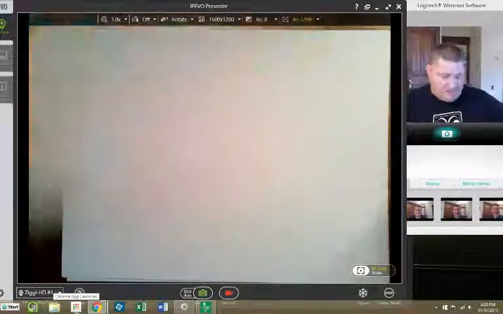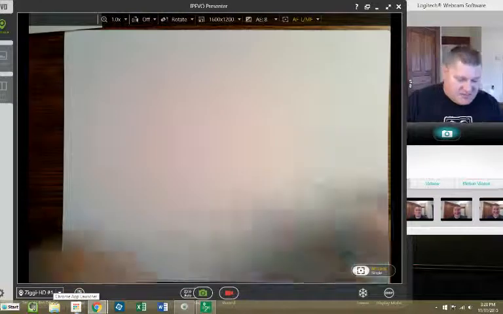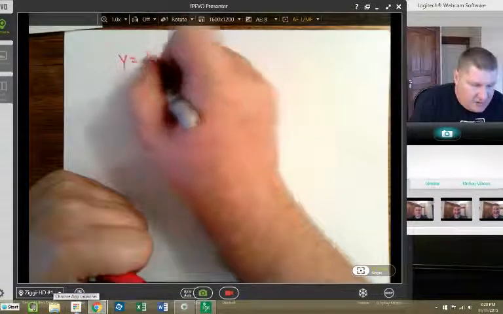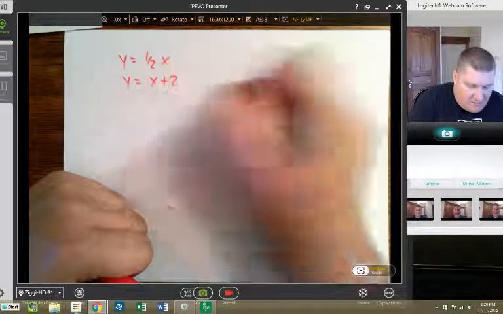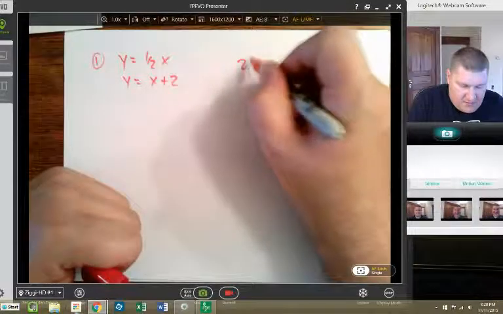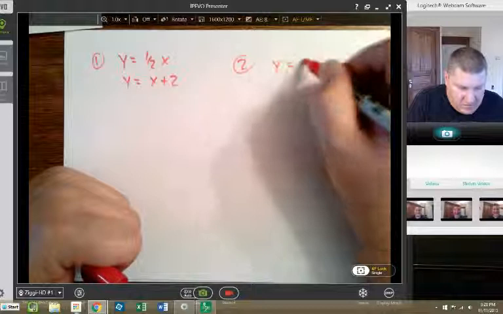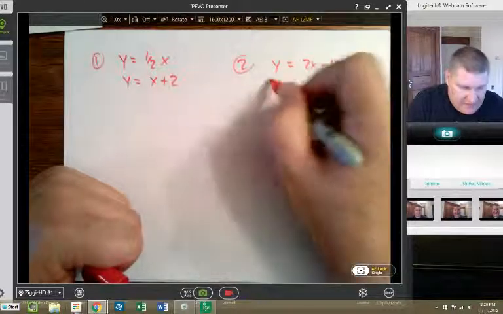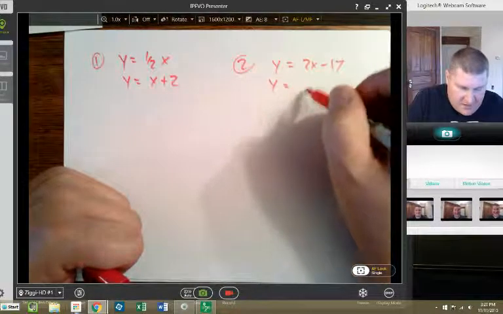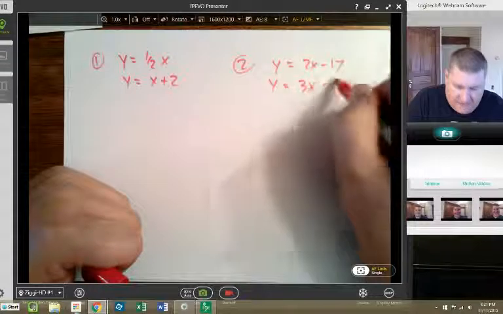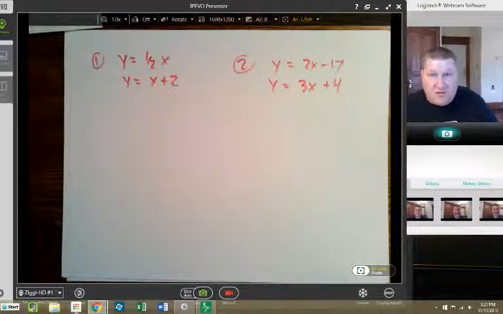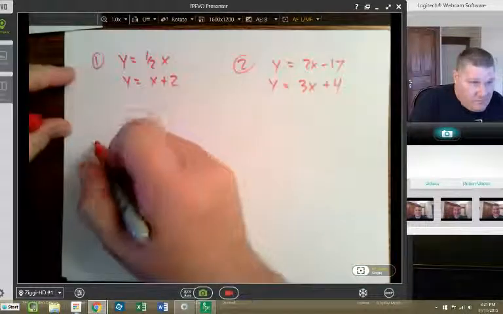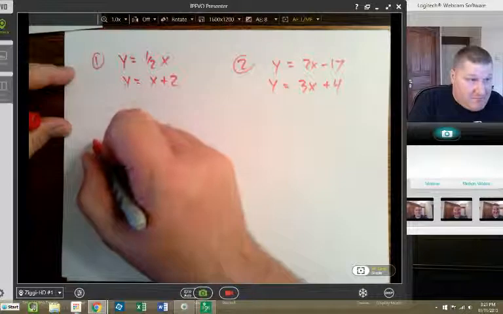Okay, let's do a couple problems here by substitution. Y equals 1/2 x. Y equals x plus 2. That's number 1. Number 2, y equals 2x minus 17. Y equals 3x plus 4. Now, folks, they won't always come out super pretty numbers. So even if you get a fraction, don't freak out. It just means you may make a bit of a mess.